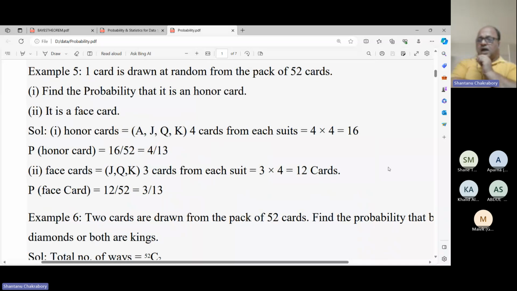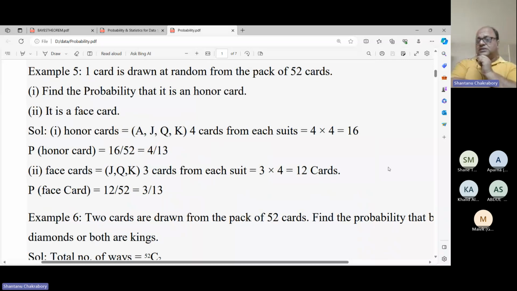And how many honors cards do you have? Because there are 4 suits: clubs, diamonds, hearts, and spades. So basically 4 into 4. You will have 16 honors cards across the different suits from a pack of 52 cards. So 16 by 52 will give you the probability of an honors card, which is 4 by 13.